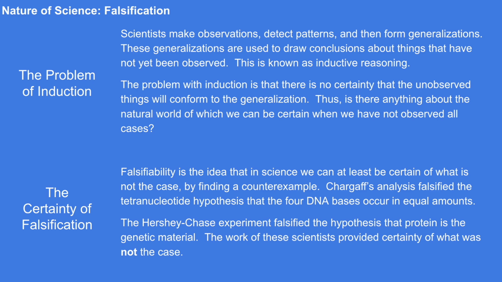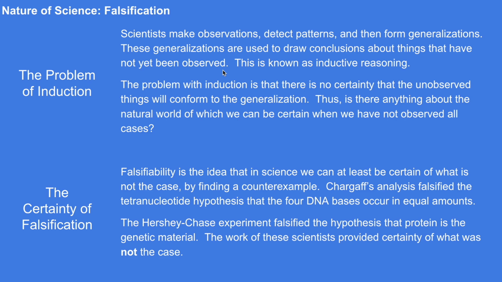So lastly, falsification, the problem of induction. Now, in the scientific method, scientists make observations, detect patterns, and then form generalizations. We then use these generalizations to draw conclusions about things that have not yet been observed. This is known as inductive reasoning. The problem with induction is there's no certainty that the observed things will conform to the generalization. We might have a pattern, and so we can use that pattern to predict a data point we don't know, but we cannot say with 100% certainty that that is actually going to be the case.